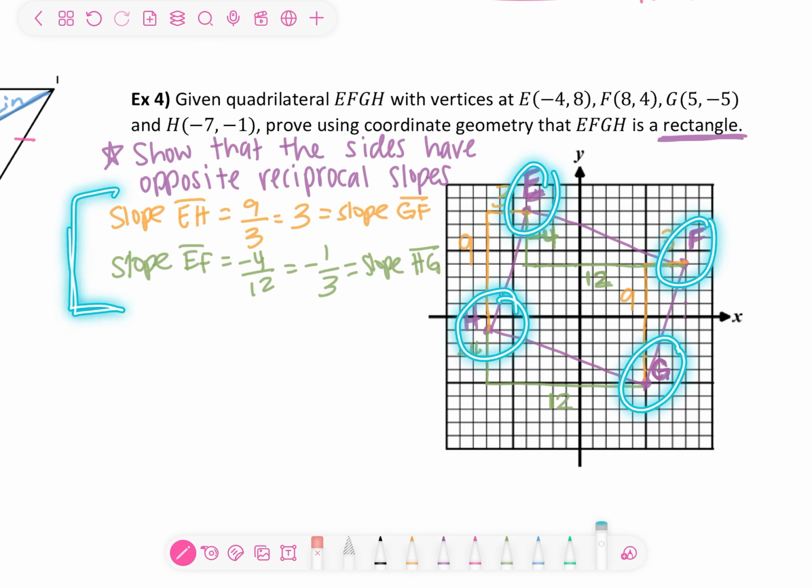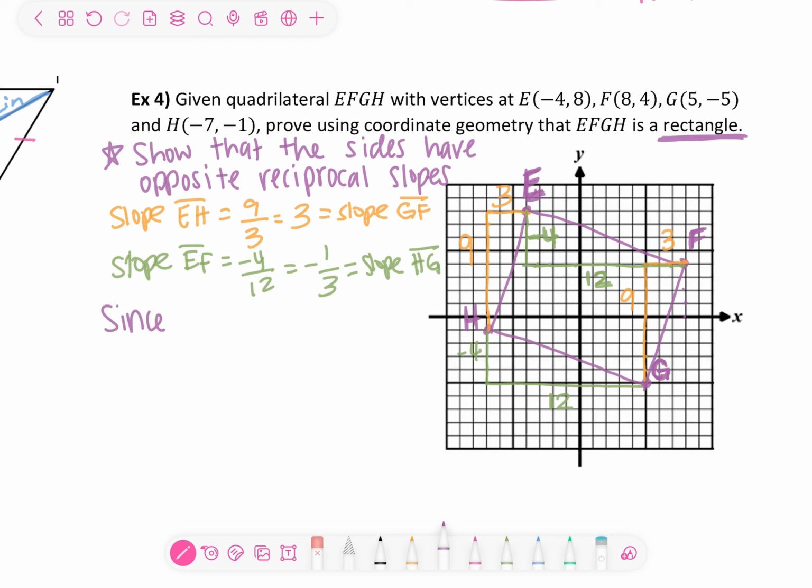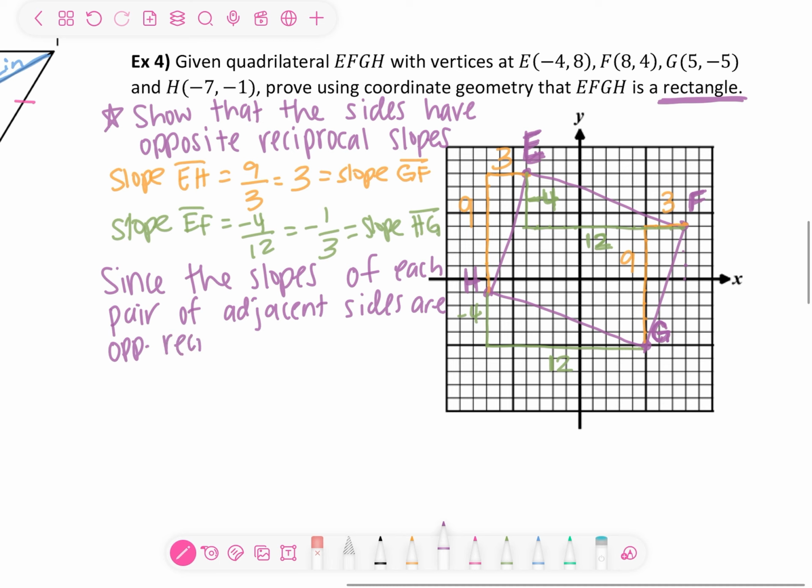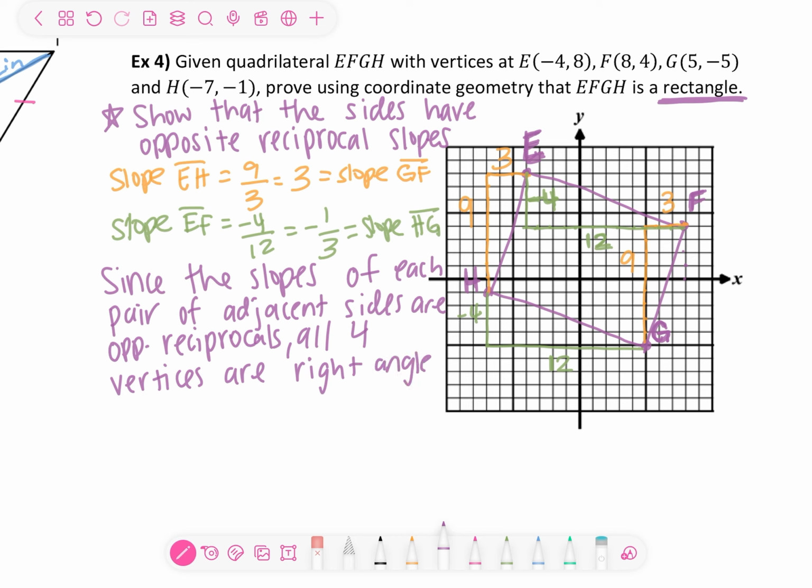And you have this here to show the slope that you're talking about. Okay, so we can say, since the slopes of each pair of adjacent sides, adjacent means next to, are opposite reciprocals, all 4 vertices are right angles.